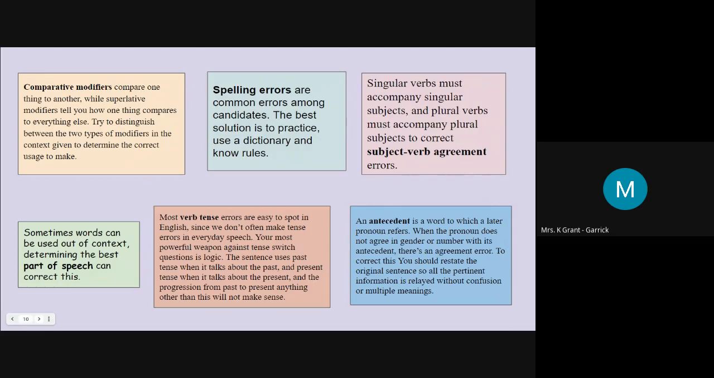And then, of course, spelling errors is just trying to ensure that the words you're looking at have the correct lettering to represent that idea. Now we think about the subject-verb agreement, which we have been looking at so thoroughly. The most important rule is that the singular verb must accompany a singular subject, and the plural verb must accompany a plural subject. That is where we'll find the subject-verb agreement being correct.